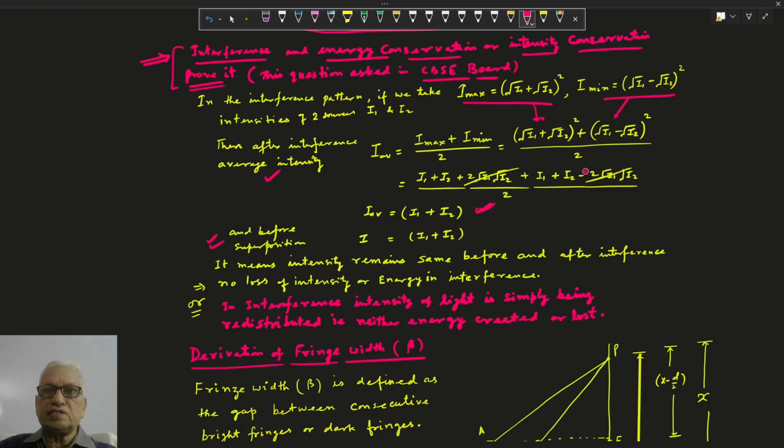एंड बिफोर सुपरपोजिशन इंटेंसिटी थी पहले की दूसरी I1 I2. तो I1 प्लस I2 पहले भी वही है, बिफोर सुपरपोजिशन आफ्टर सुपरपोजिशन. बिफोर इंटरफेरेंस एंड आफ्टर इंटरफेरेंस intensity same, energy same, so means there's no loss of intensity, there's no loss of energy, it remains the same. This is the conservation law applied here. So in interference, intensity of light is simply being redistributed from the dark bands to the bright bands. So neither energy created here nor energy lost.